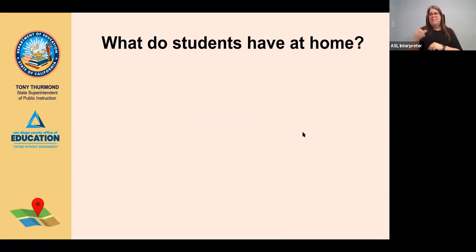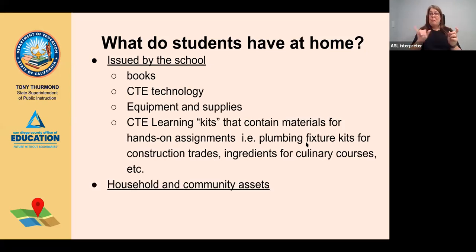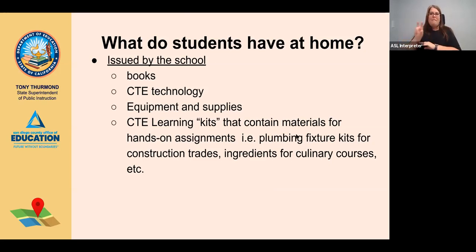Once you get into your classroom, you can really think more about what students have to engage with learning. So first of all, what's issued by the school? This might be things like books, but also technology. From CTE, this might be more advanced laptops if you are able to invest in those. But we also see a lot of folks sending home equipment and supplies. Let's say you are doing any kind of programming, you could easily send home Arduinos for every student with a variety of connectors, and they can use those at home. And so you can send those supplies and equipment home.